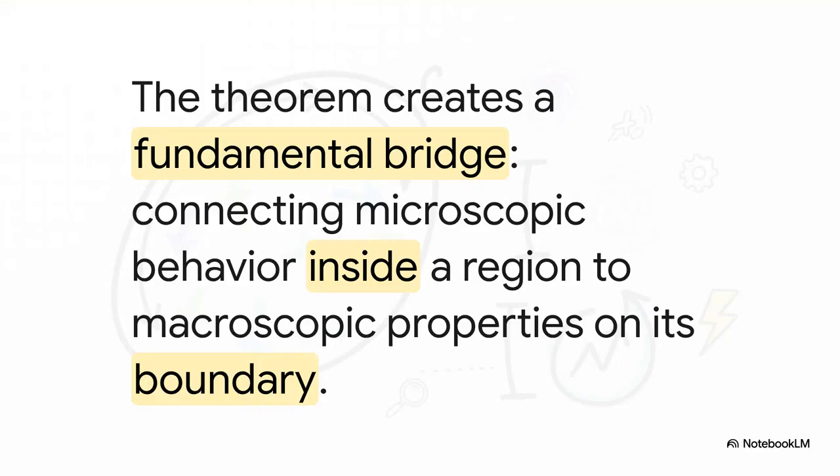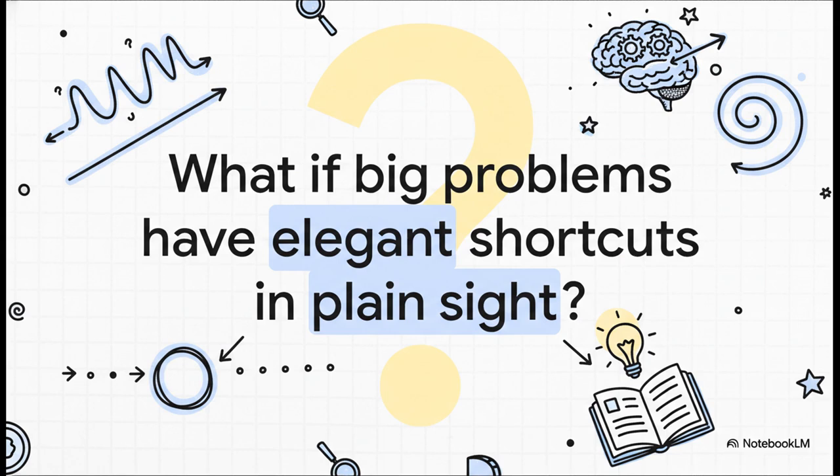When you boil it all down, the true power of Green's theorem is the beautiful bridge it builds. It tells us that if you want to understand some big, large-scale property that you can only measure on the edge of something, well, you can figure it out by just adding up all the tiny, local behaviors happening everywhere on the inside. And that leaves us with a pretty cool idea to think about, doesn't it? Green's theorem shows us how a problem that seems almost impossibly complicated can suddenly become simple, just by looking at it from a different angle. It really makes you wonder, how many other huge challenges in science or even just in life are just waiting for us to find their own elegant shortcut?